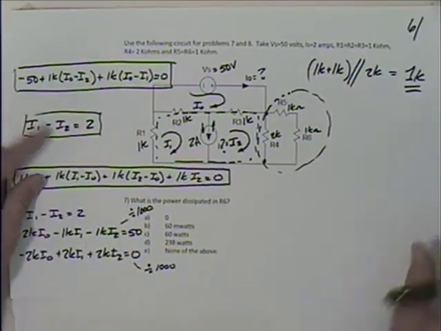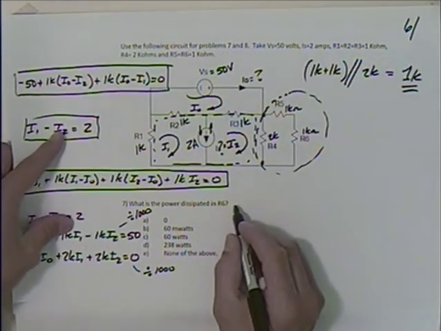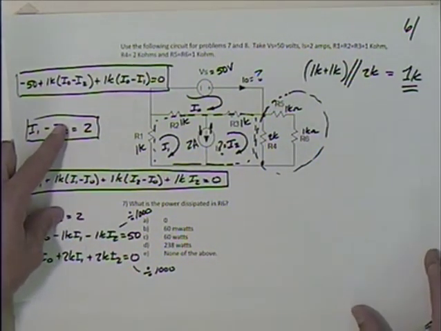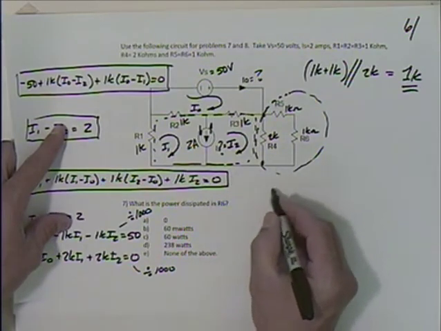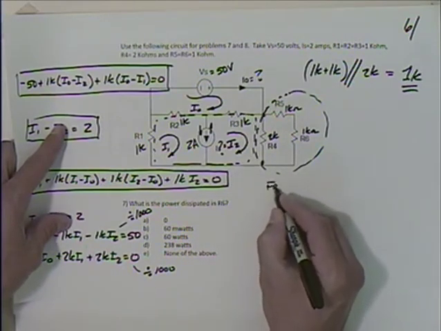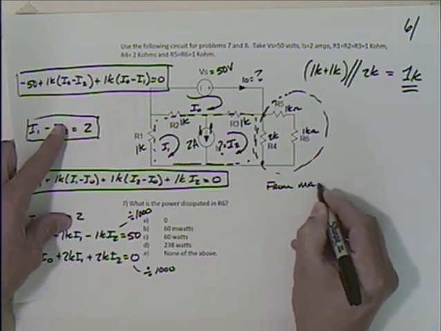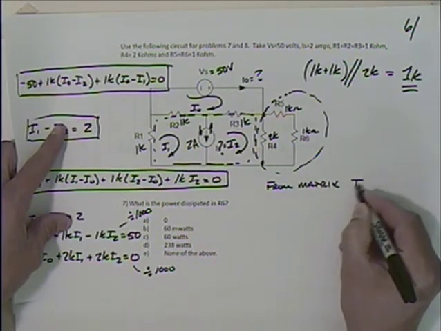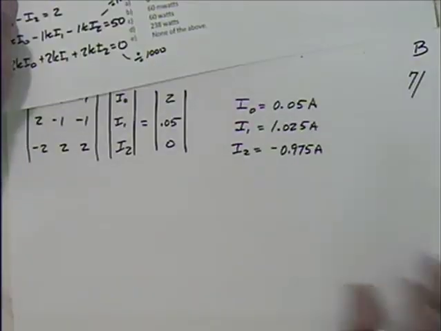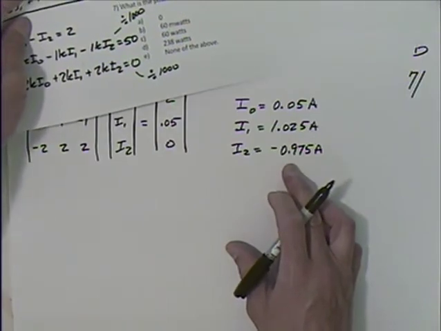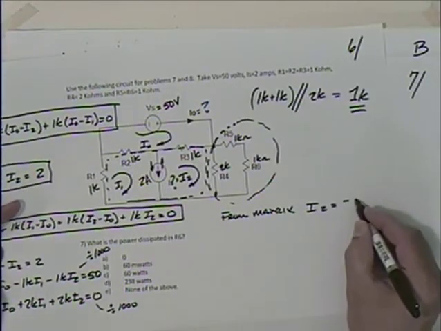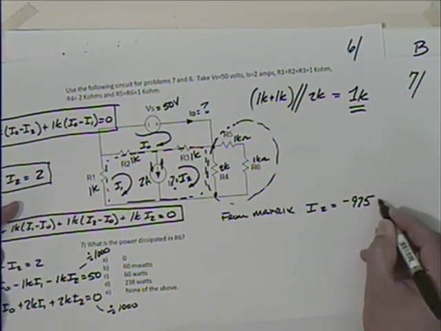Well, where were we? We're back over here. What are we looking for? The power dissipated in R6, right? So if I find that I2 from the matrix, I2 is equal to minus 975 milliamps, or 0.975 amps.